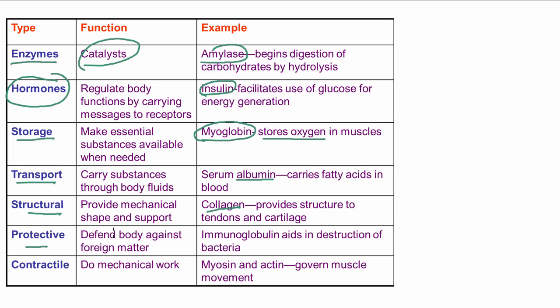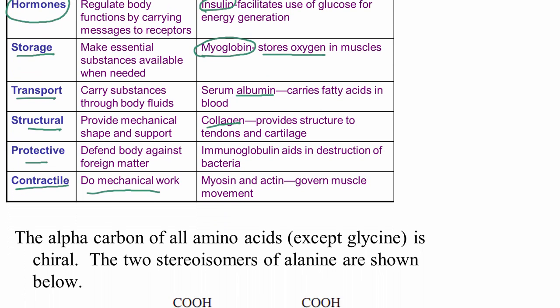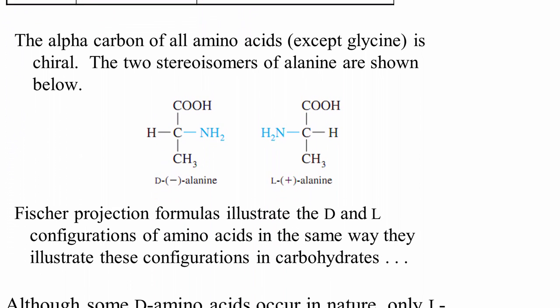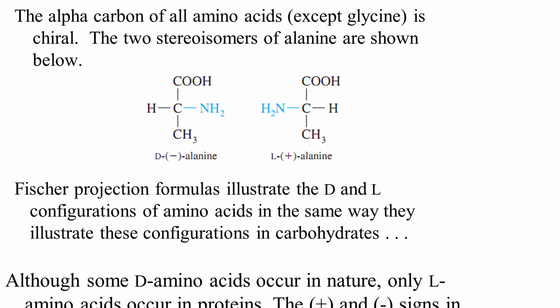Protective proteins, and these defend our body against foreign matter. And contractile proteins, these actually do mechanical work. So myosin and actin, these govern muscle movement. So we see the proteins there are different types, and they have many different functions, okay?